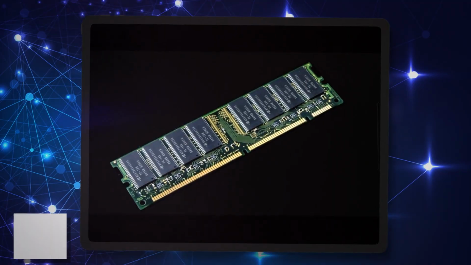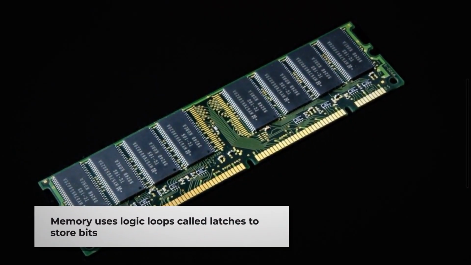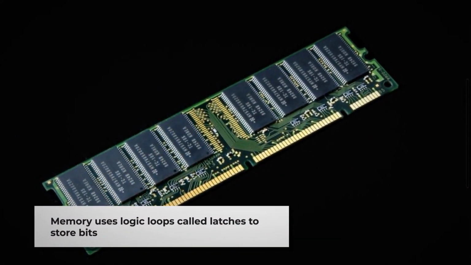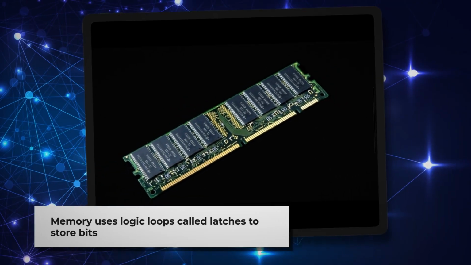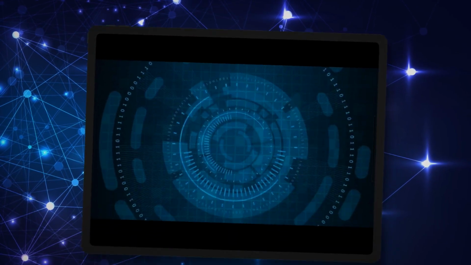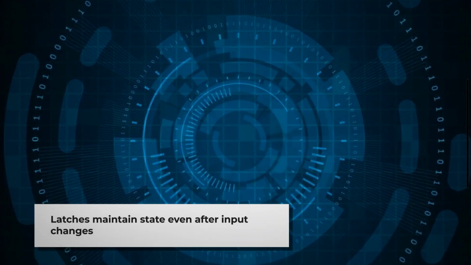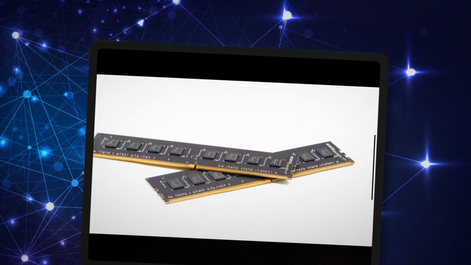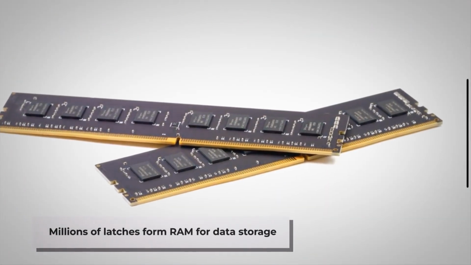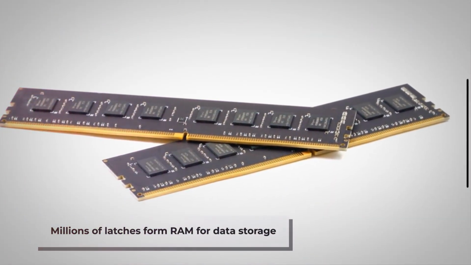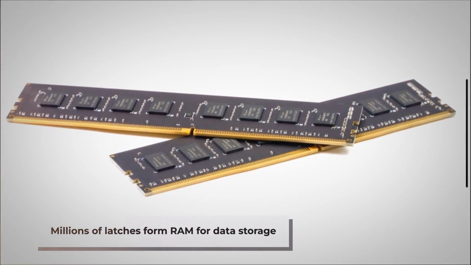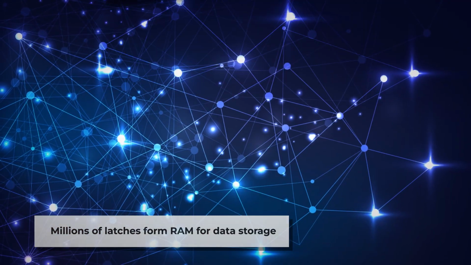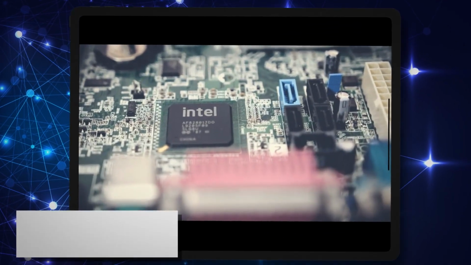Computers also need memory to store information. The simplest form of memory is called a latch, built from logic gates arranged in a loop. This circuit can hold a single bit, maintaining its state of 1 or 0 even after the input changes. By organizing millions of these latches together, you create random access memory, where each bit can be read or written independently. The central processing unit orchestrates everything.